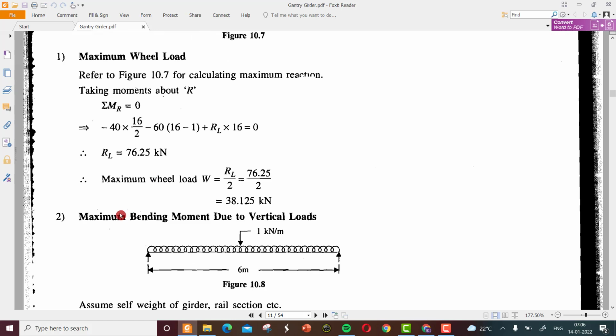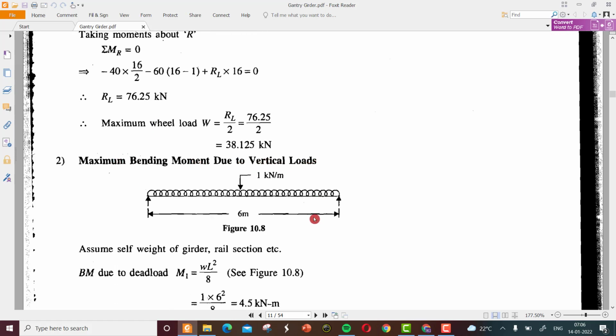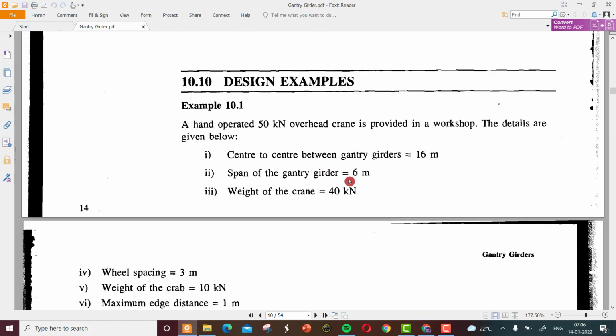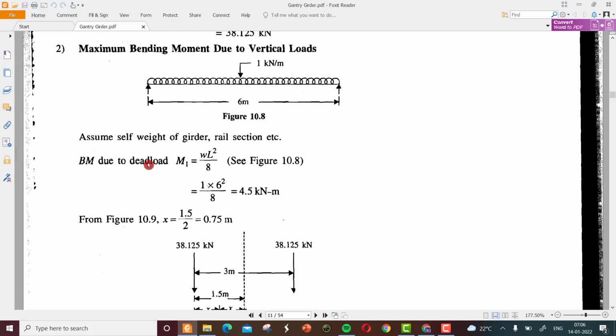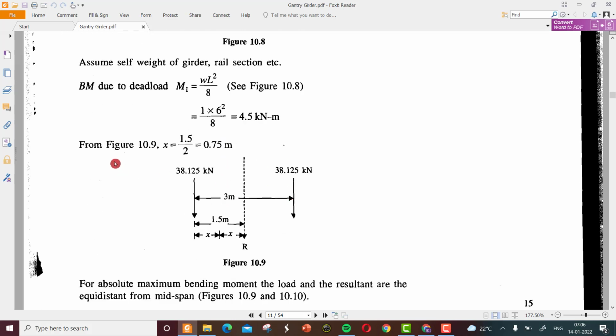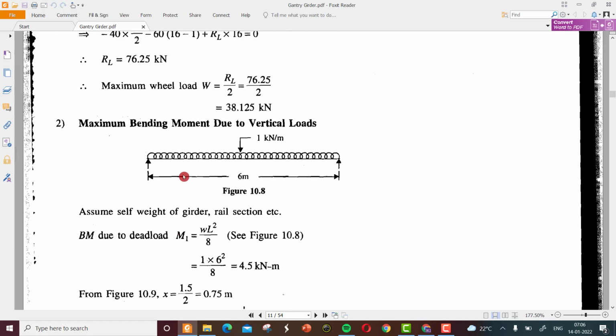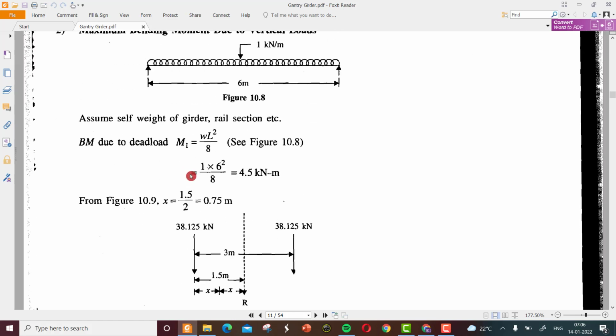So the maximum bending moment due to the vertical load. The span changes to the gantry girder span 6 meter, and assuming a self weight for the gantry girder as 1 kilonewton per meter, the bending moment due to the dead load is W L squared by 8, 1 into 6 square by 8, so self weight moment is 4.5 kilonewton meter.